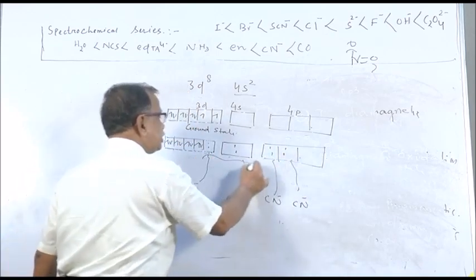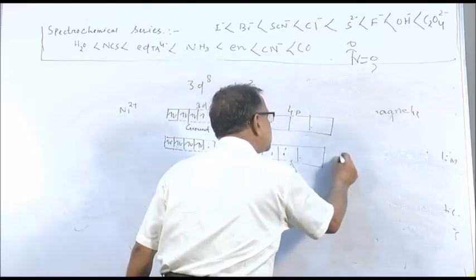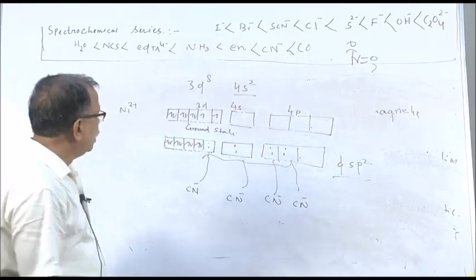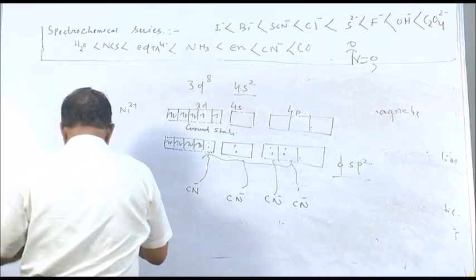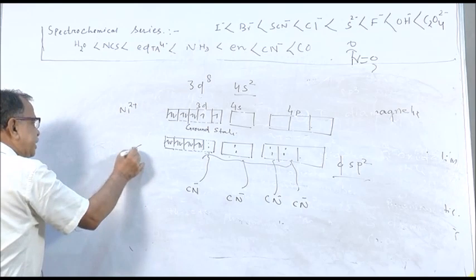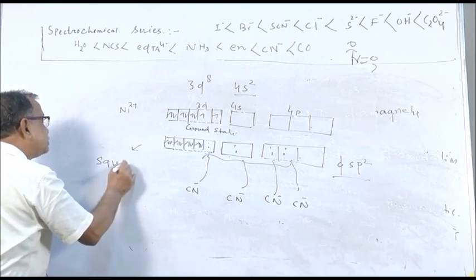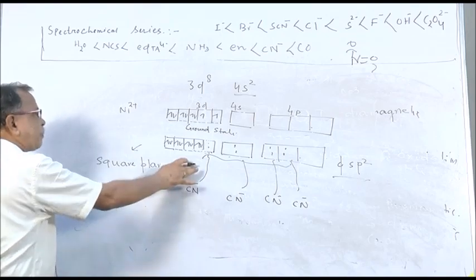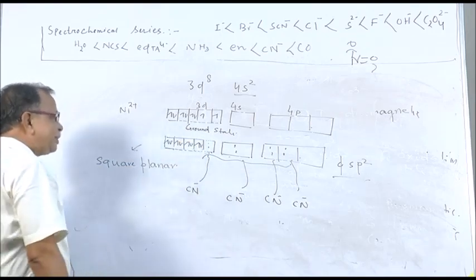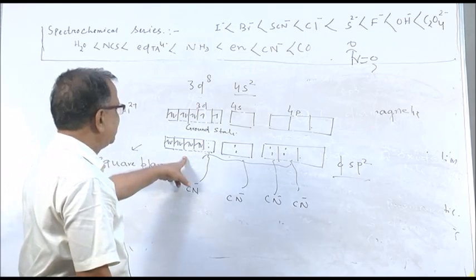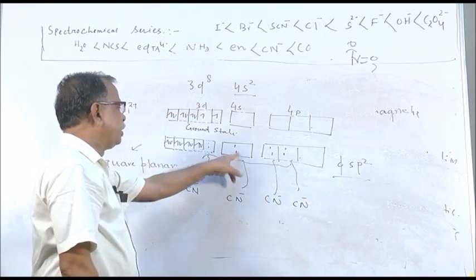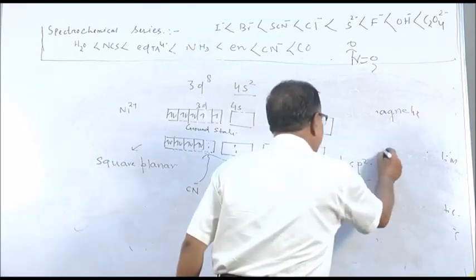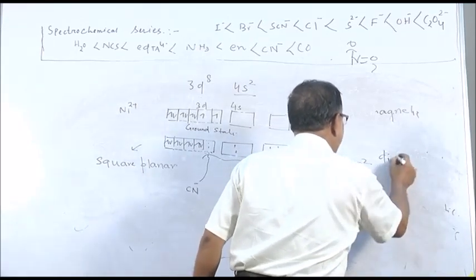So the hybridization here is dsp2 and it is square planar. All dsp2 is square planar, sp3 is tetrahedral. Then comes whether it is paramagnetic or diamagnetic. All the orbitals are filled up, there are no unpaired electrons, therefore it is diamagnetic. The Ni(CN)4 is also diamagnetic.